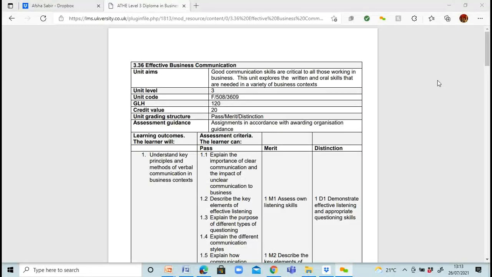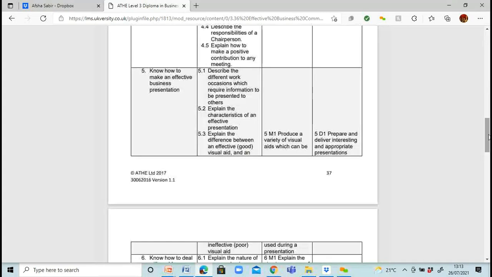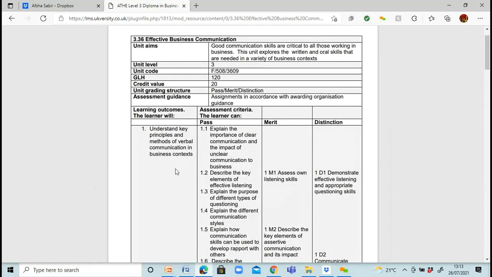So we're going to be looking at effective business communication. Now, again, this is a little bit of a long one, so we'll probably get used to quite long units on this course. I think we've got 6 learning outcomes. Let's just double check. Yep, 6 learning outcomes. So I'll quickly go through what the learning outcomes are, just to show you what we'll be looking at, and then we'll come back onto learning outcome 1.